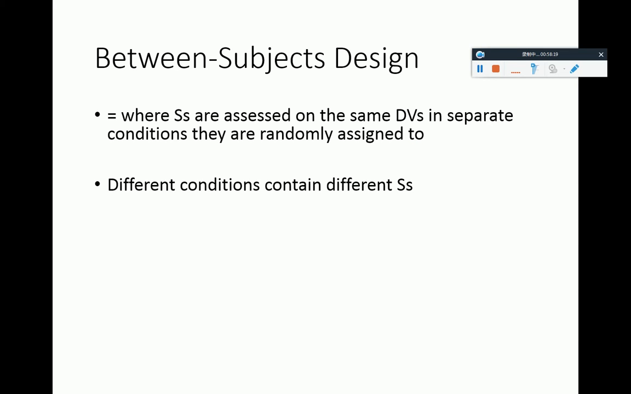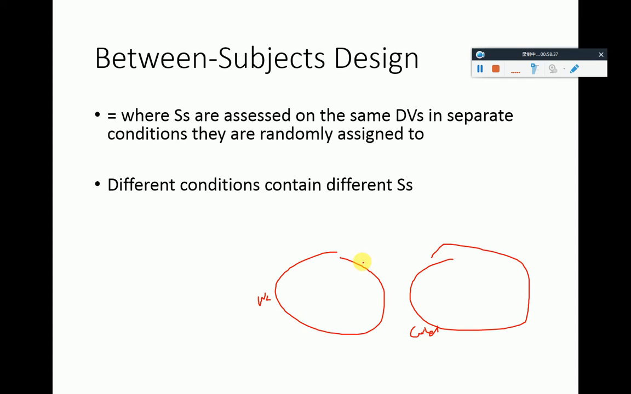In other words, different conditions contain different subjects. More concretely, we create 2 conditions: warm, cold. Into the warm condition, we put, let's say, 5 people. Into the cold condition, we put 5 different people, right? And then we compare if there's any difference between these 2 conditions. That's why it is called between subjects, right? Between these 5 subjects and these 5 subjects. Okay?